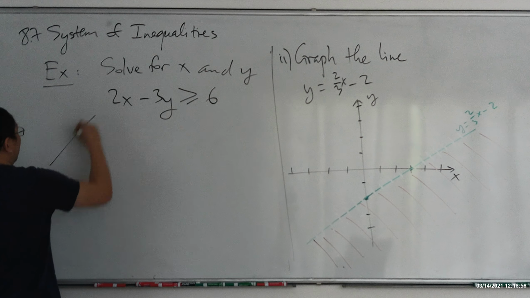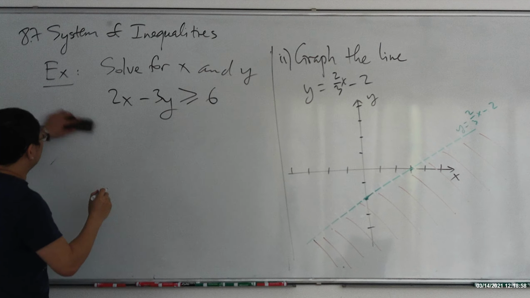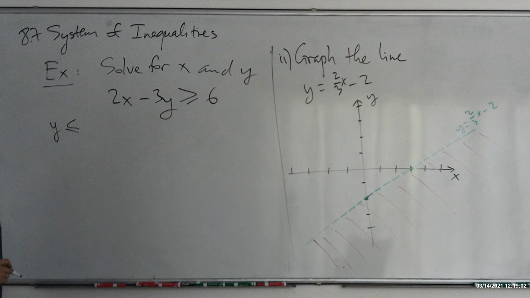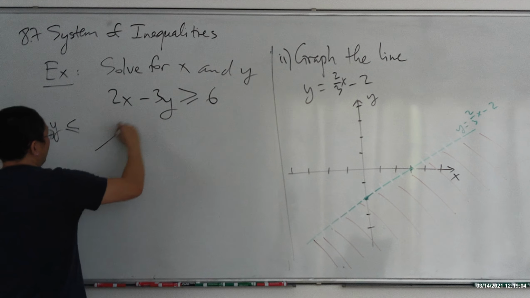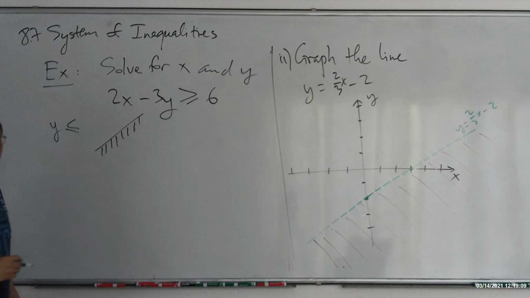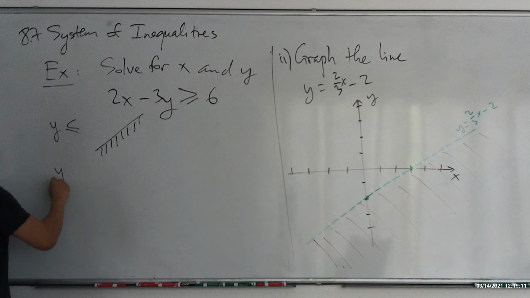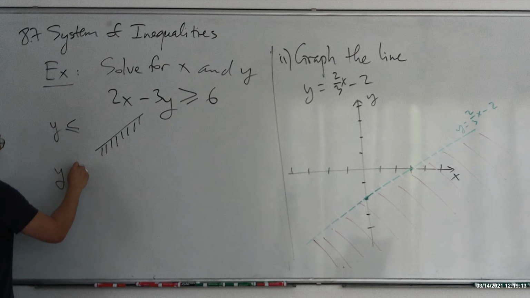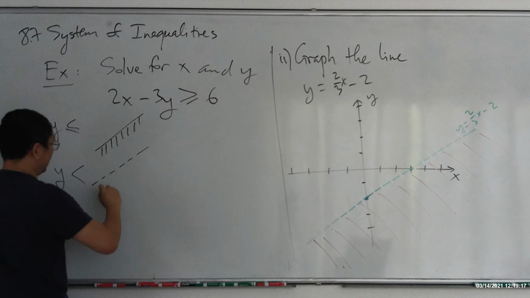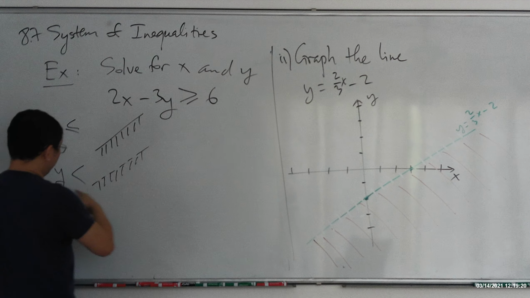If you have a solid line, say y is less than or equal to, then you know that the borderline will be solid. And with less than or equal to, you have to shade the lower region. If you have y is just less than, with no equal to, then the borderline will be dotted, but you still have to shade the lower region because it's less than.